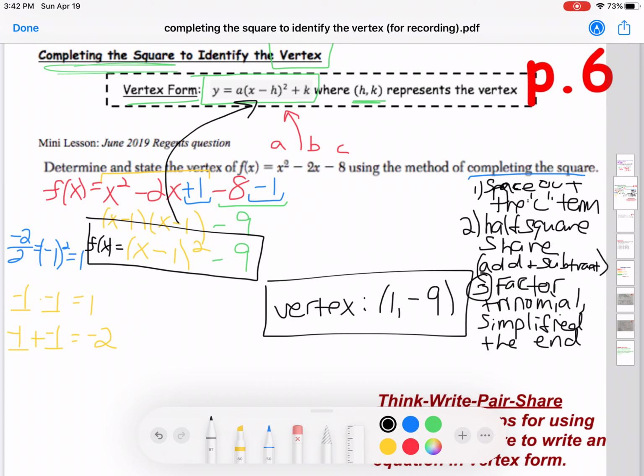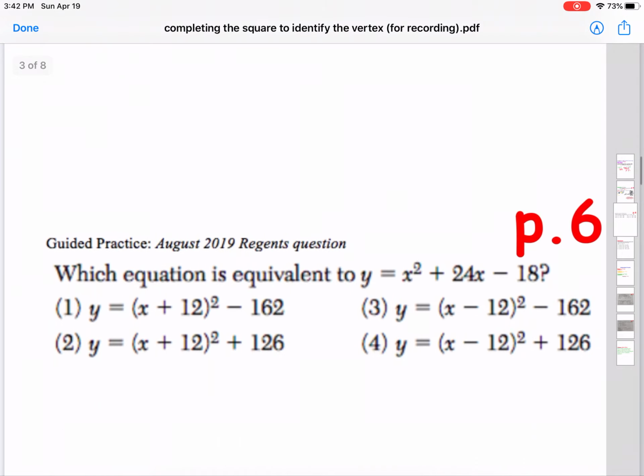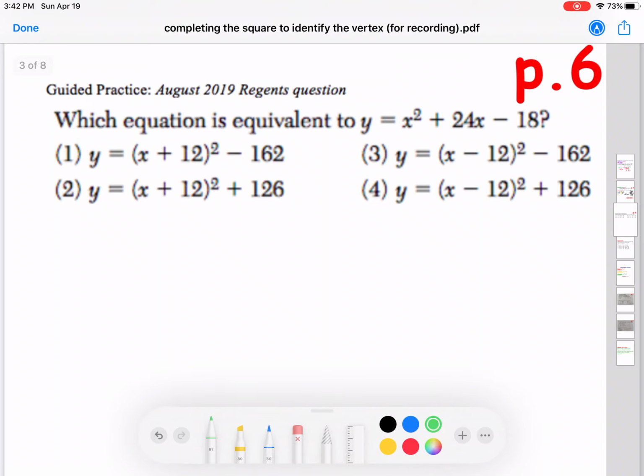Okay, so we're going to try another question like this. Again, we're using completing the square just to rewrite our equation in a different form. We're taking it from standard form and using completing the square to write in vertex form. Our guided practice problem also comes from a Regents exam from last year, the August Regents. You'll notice again that they're giving us an equation here in standard form, and they want us to rewrite it in vertex form to get one of these answer choices. So go ahead and pause this video and try the steps by yourself and come back to check your answer.